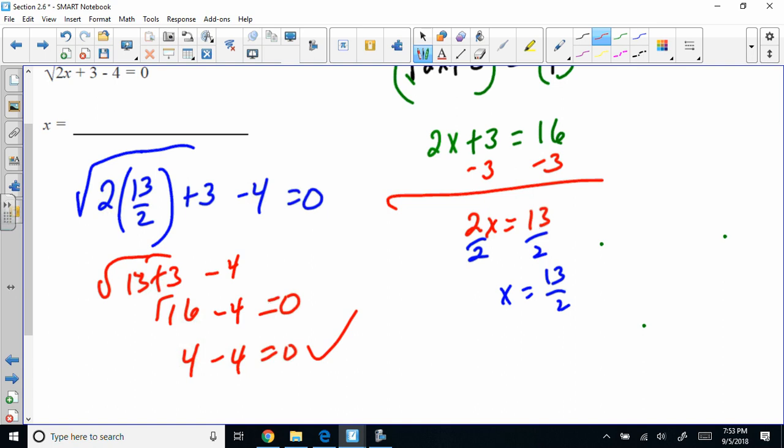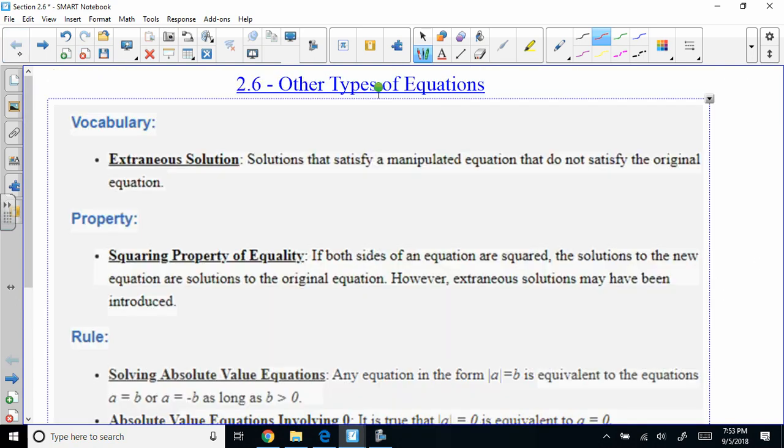That's right. So define extraneous. I'm assuming if you plug it in, it doesn't equal. Okay. Then how is it a solution? It doesn't work. Why is that a solution? Or is it like imaginary? If both sides of an equation are squared, the solutions to the new equations are solutions to the original equation. However, extraneous solutions may have been introduced. Okay. That's why.